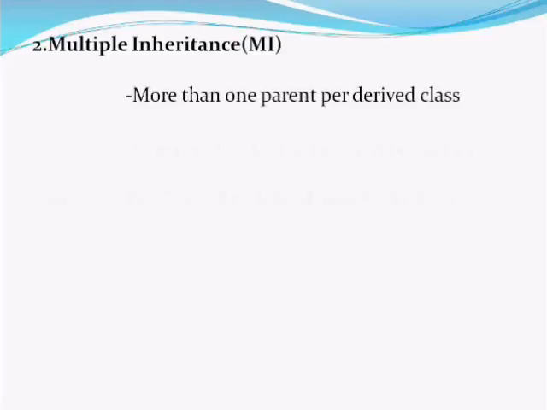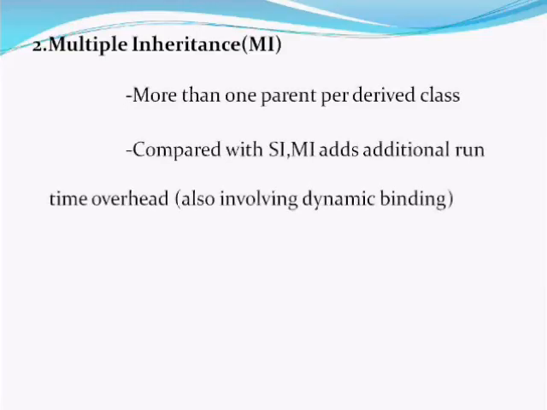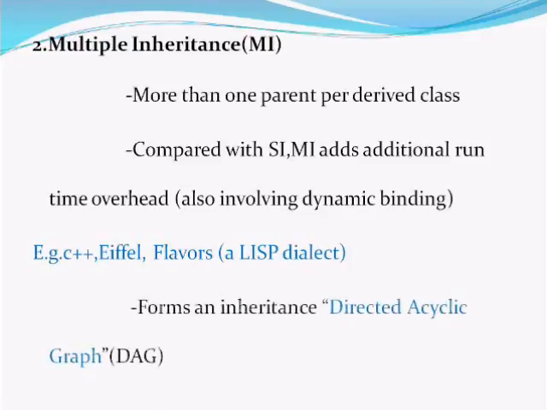Multiple inheritance. More than one parent per derived class. Compared with SI, MI has additional runtime overhead, also involving dynamic binding. It forms an inheritance directed acyclic graph.